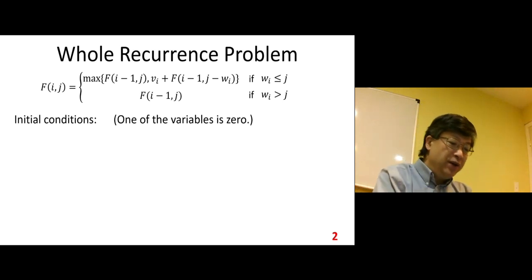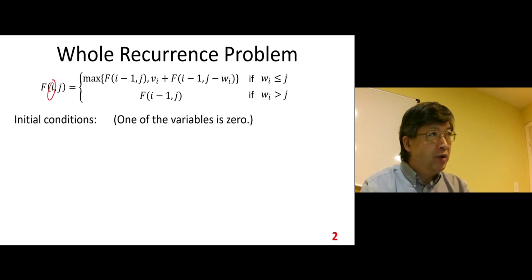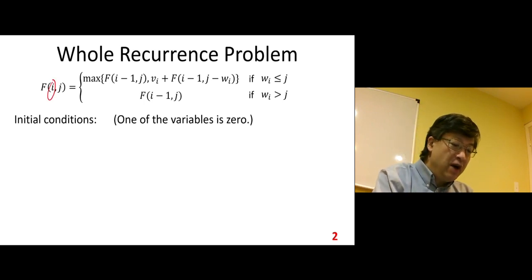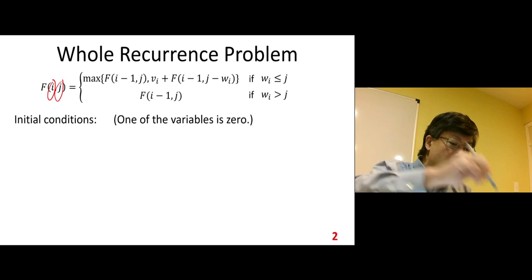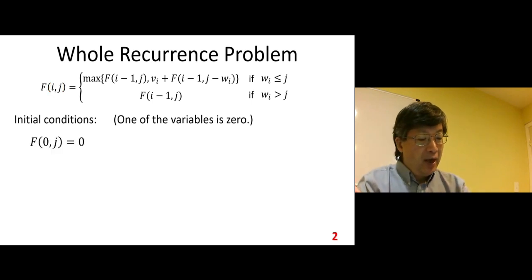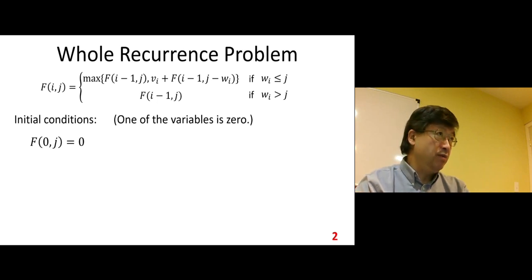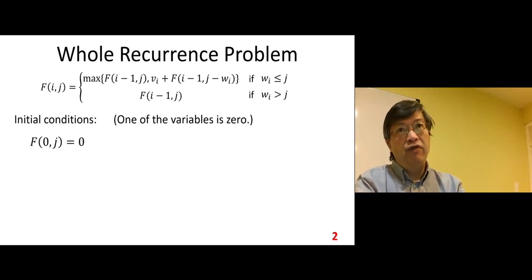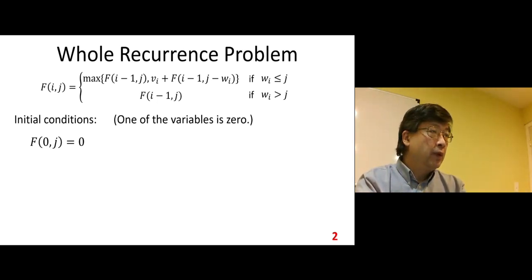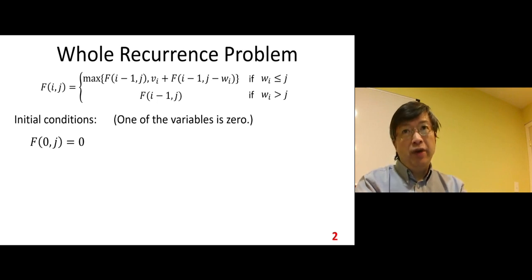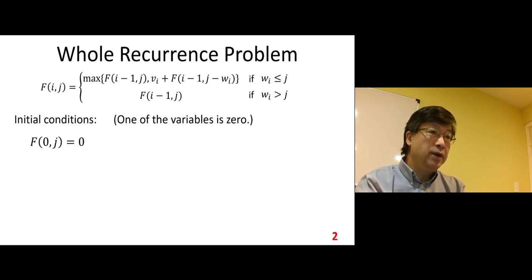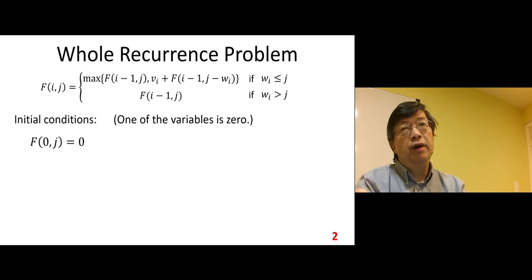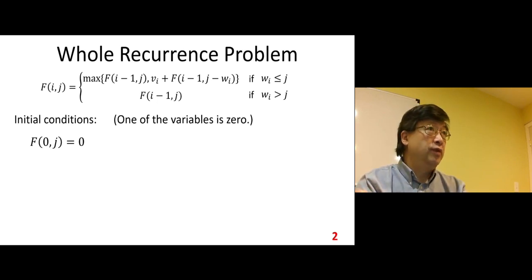So what are the boundary cases? When the first variable equals 0 or second variable equals 0. That's the boundary cases. All right. When i equals 0, what's the meaning of that? i equals 0. You don't have any item there for you to pick. Then in your knapsack, you have nothing to pick. That's why the only answer is 0. You have nothing to put in your knapsack.